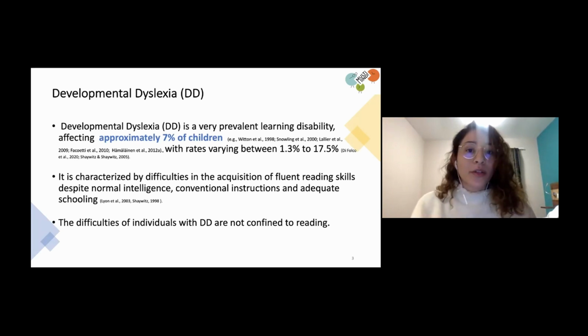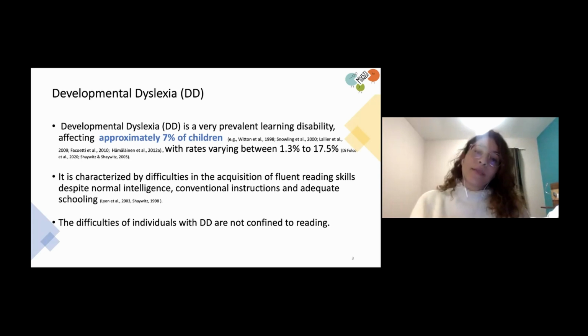Developmental dyslexia is characterized by a specific and persistent difficulty in the decoding of written language. So usually individuals with dyslexia present with difficulties in reading fluently and reading accurately. These difficulties usually cannot be attributed to low intelligence or inadequate educational opportunities or any sensory or neurological damage. So these difficulties are usually described to be out of proportion to the child's intelligence levels and general development.